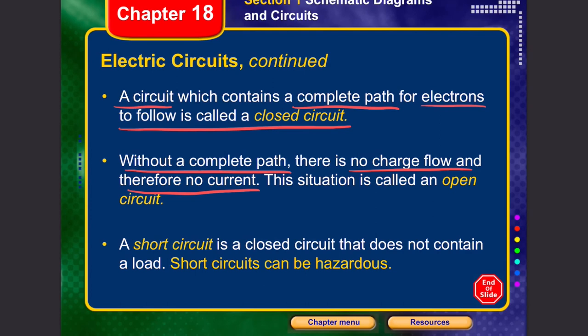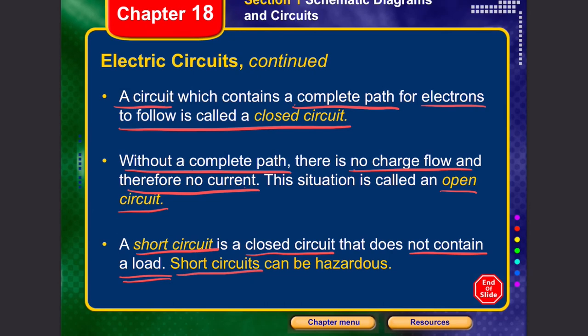Remember that when a circuit has a complete path, meaning from wherever it starts, if it ends at the same point where it started, then that is called a closed circuit. If it does not have any charge flow or any current, we call that an open circuit. One common word that you will generally hear is short circuit. A short circuit is basically a closed circuit that does not contain a load.